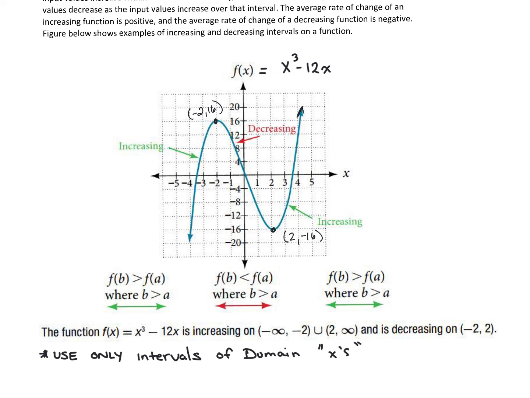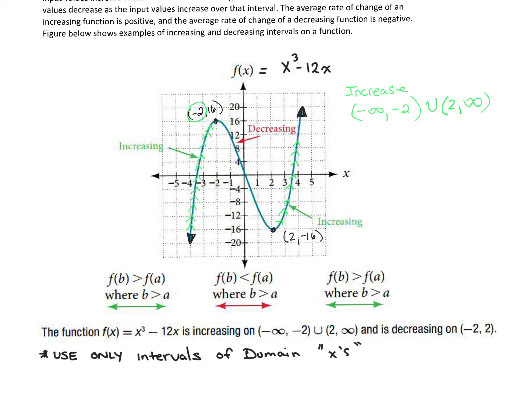And then you'll also notice that there are arrows at the ends, meaning that it will continue on. So when we read this graph from left to right, if we were drawing this, our pencil would go up until we got to the point negative 2. So this is going to increase from negative infinity to negative 2. Notice I'm only using the x coordinate. It is also increasing over here from 2 to infinity.